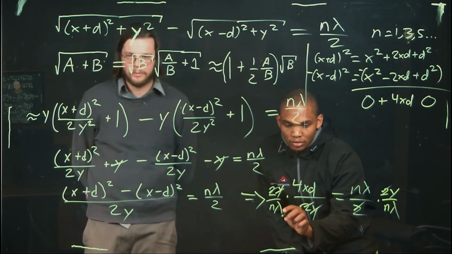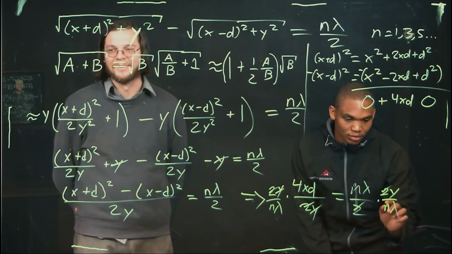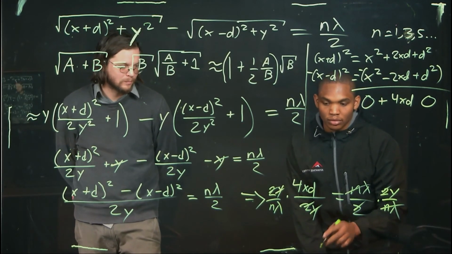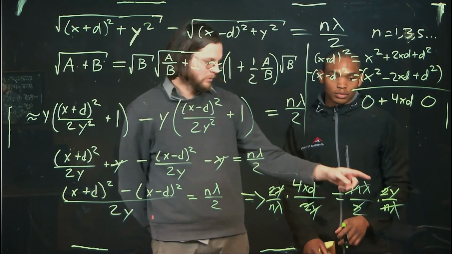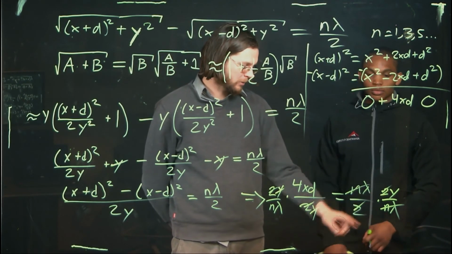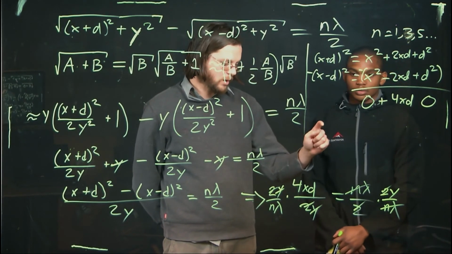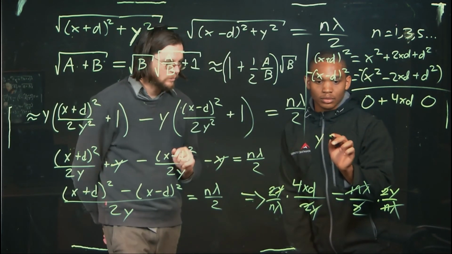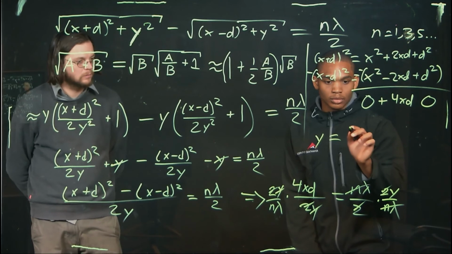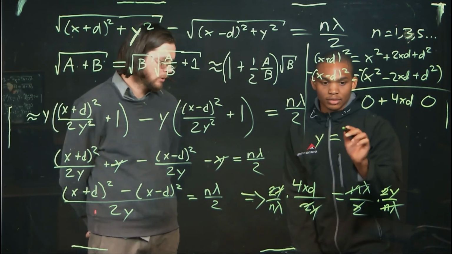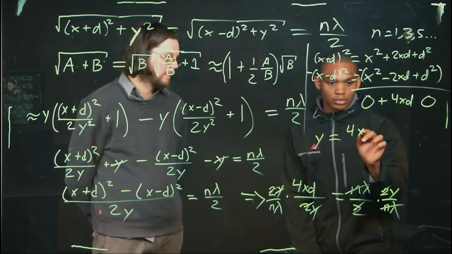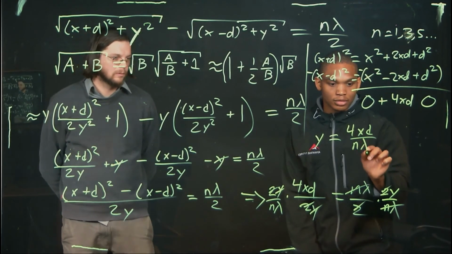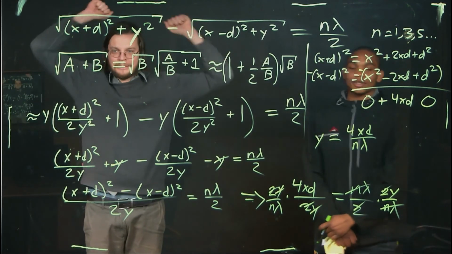I know this is kind of a mess to watch, but I just want to make sure you guys can see all the steps. So now the only thing left over here is y, right? So y equals 4XD over the n lambda. We did it!